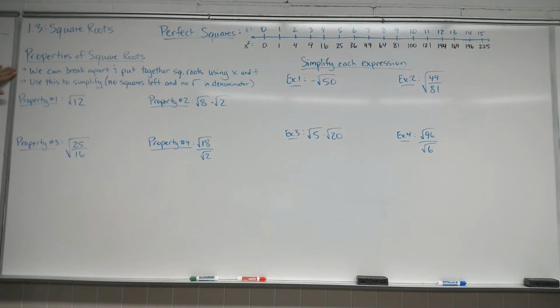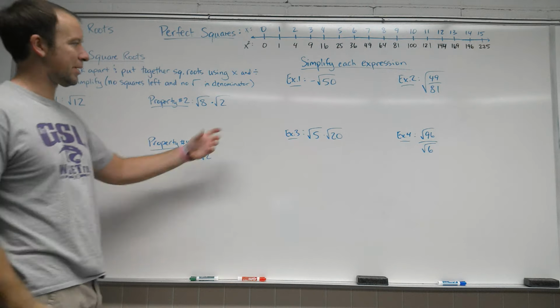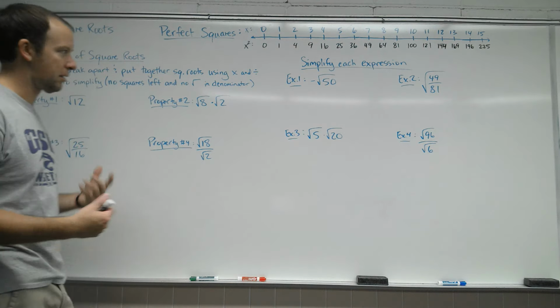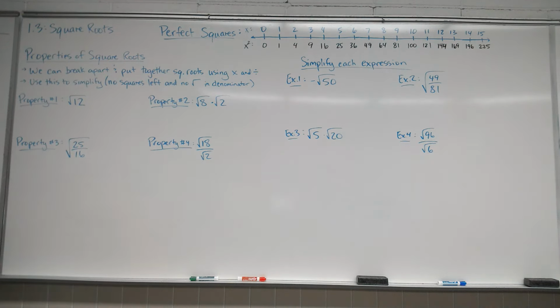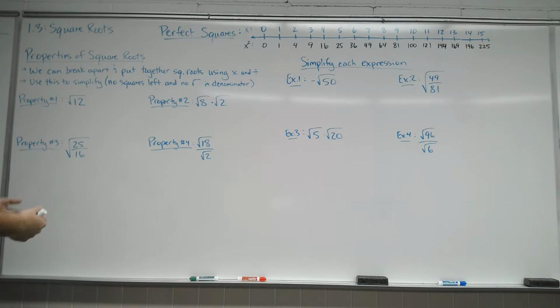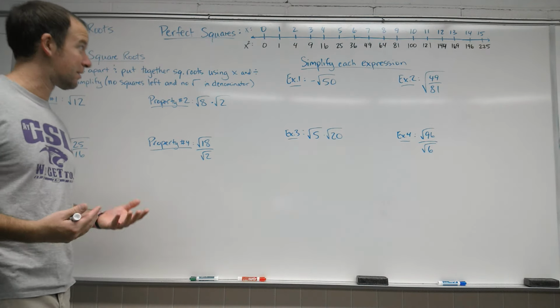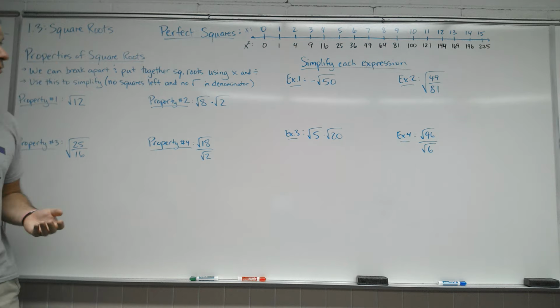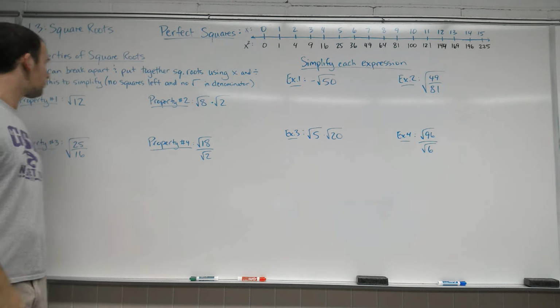The 4 properties, what we're trying to do is simplify these. We're trying to reduce this as much as possible, get as much out of the root as we can, because again, then it makes it easier to match up and find like terms and things like that. So we can break apart and put together square roots using multiplication and division. Okay, and we can do both of those because multiplication and division are basically the exact same operation. They're just written a little bit different.